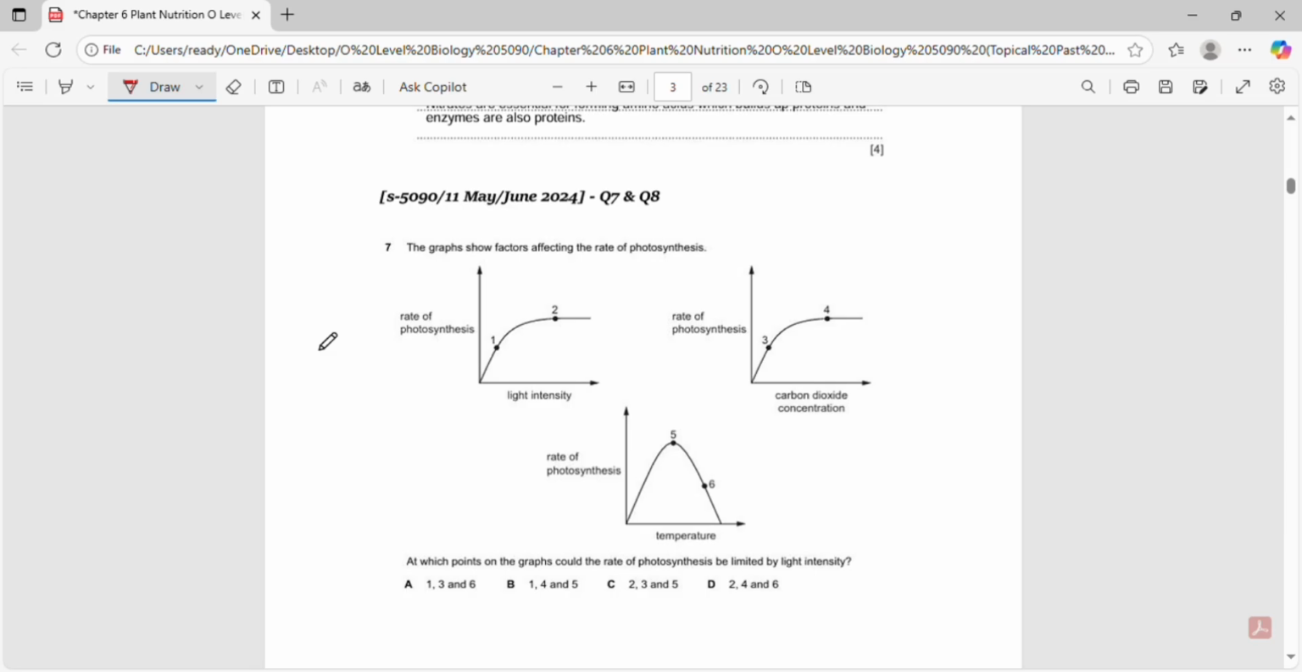So, to summarize everything, light intensity is limiting at point 1 in the light graph. It could also be limiting at point 4 in the carbon dioxide graph, where carbon dioxide is no longer a limiting factor. And it may also be the limiting factor at point 5 in the temperature graph, where conditions are otherwise ideal. Putting all this together, the correct answer is option B, which includes points 1, 4, and 5.